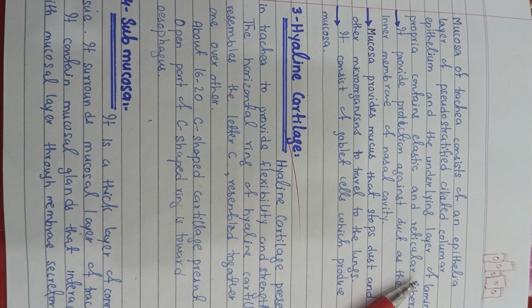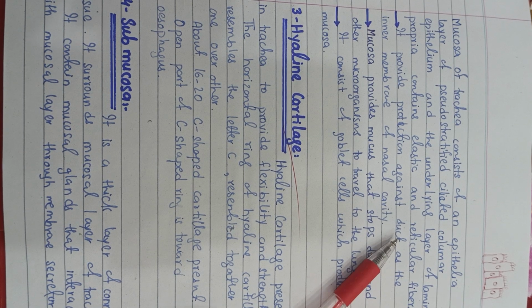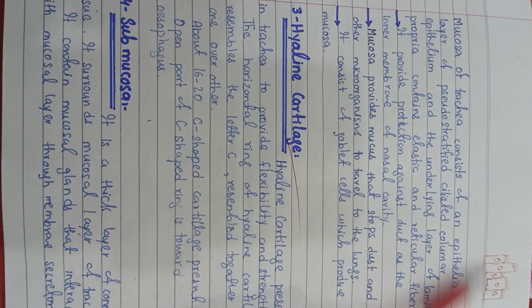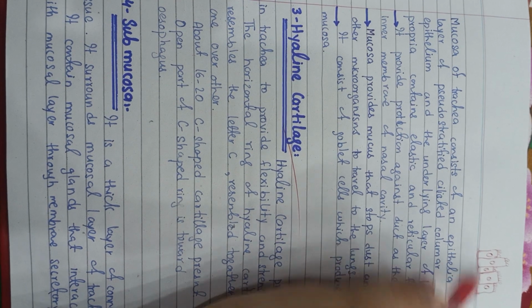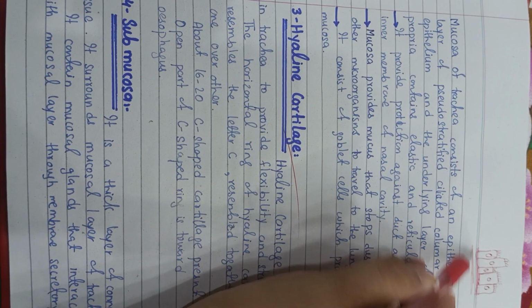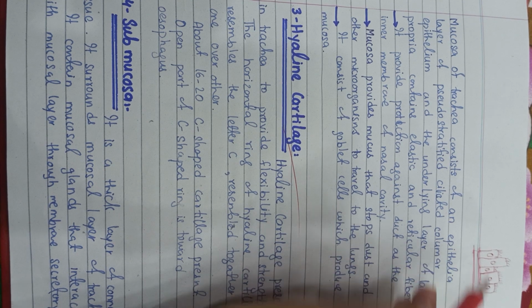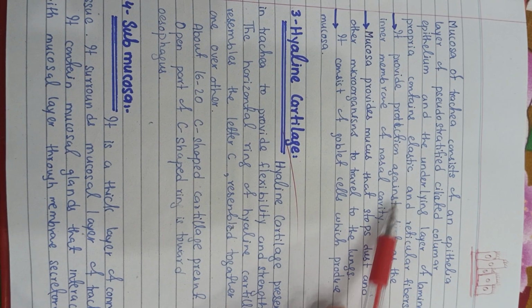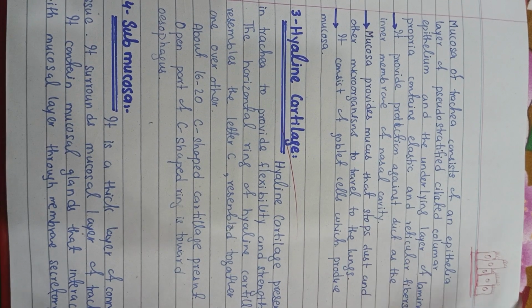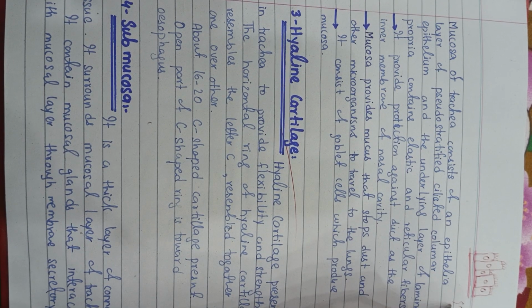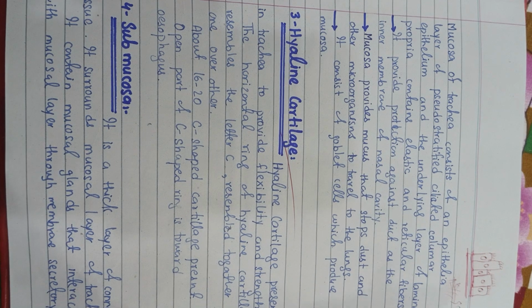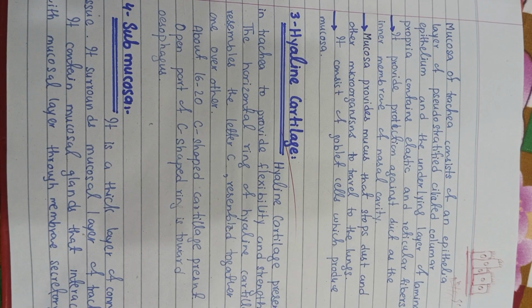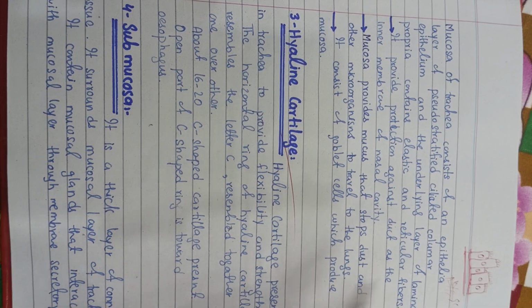Now, below this pseudostratified columnar epithelium, there is another layer of the trachea. This is called the lamina propria. In this layer, some elastic and reticular fibers are present. So the fibrous structure is like this. Some fibers are regularly arranged and some are irregularly arranged. Okay.